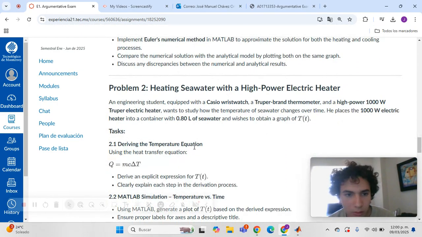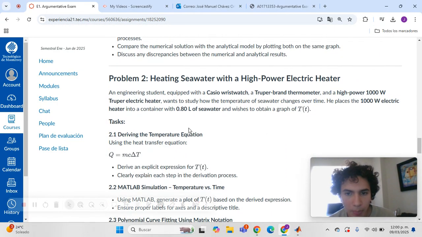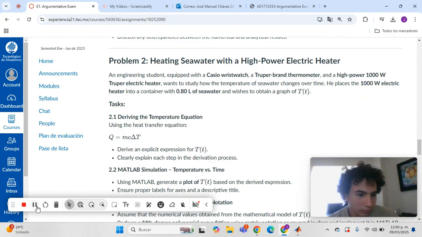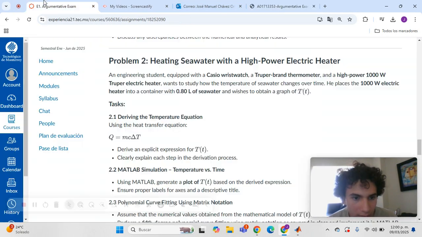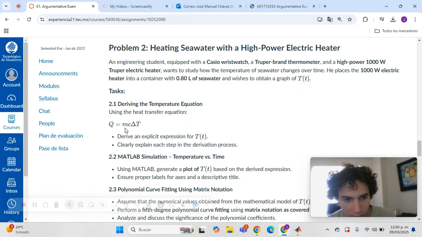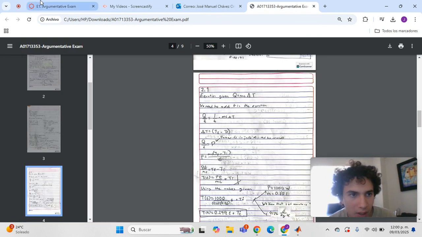So now going ahead to problem 2. It's giving us the equation of quantity of heat, and it's asking us to derive an explicit expression for T, temperature over time, and explain each step in our process.